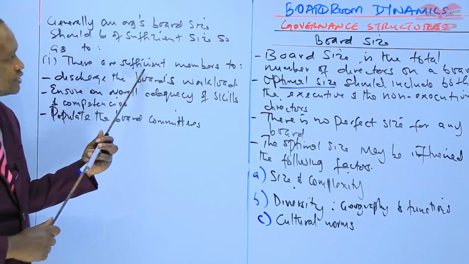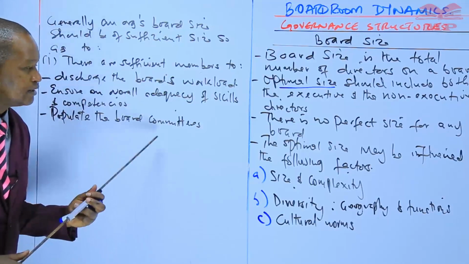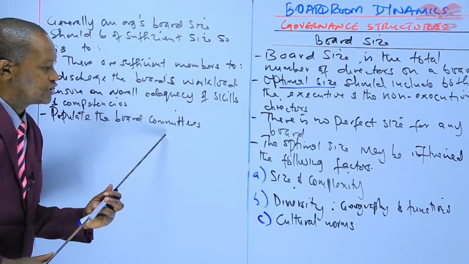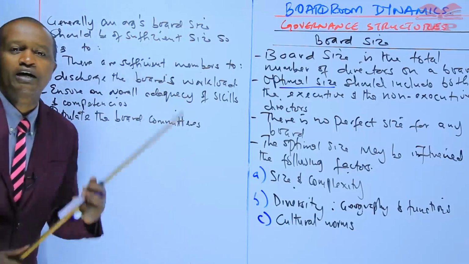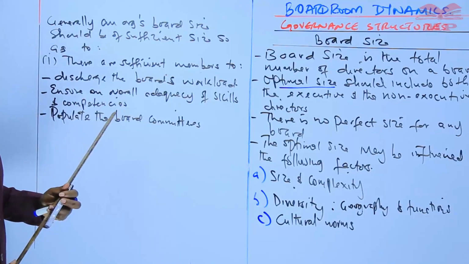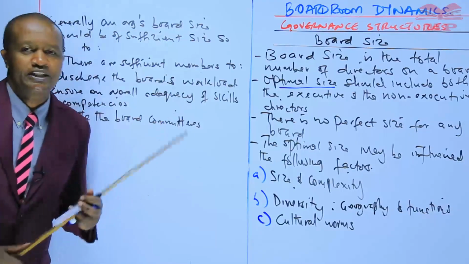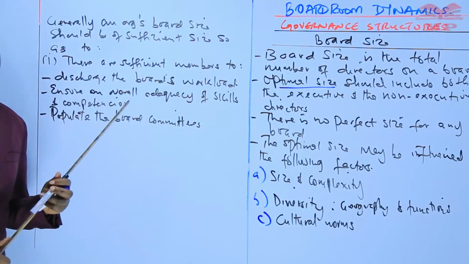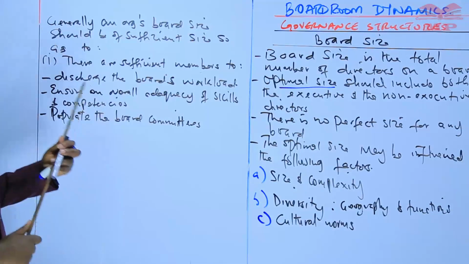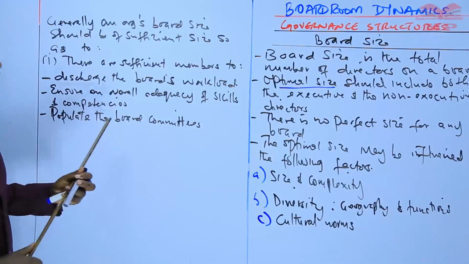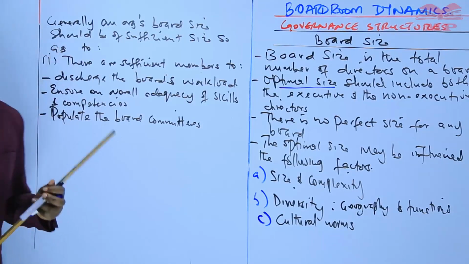Because if the number is not sufficient, then you may find a situation where the members who sit on the risk management committee are the same members who sit on the audit committee. And that is not good for board committees. So there ought to be a sufficient number of members on the board who will populate board committees.